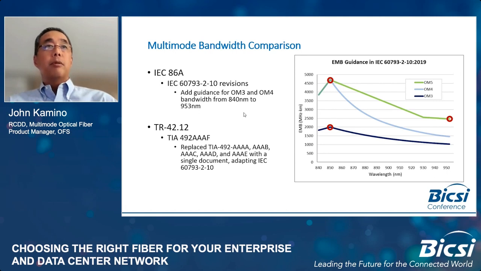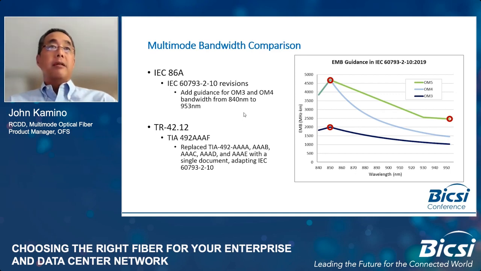Graphically, you can see the requirements in this chart, where the circles show that there's a 4,700 megahertz kilometer bandwidth requirement for both OM4 and OM5 fiber at 850 nanometers. There's a 2,000 megahertz kilometer requirement for OM3 and the 2470 megahertz kilometer requirement for OM5.